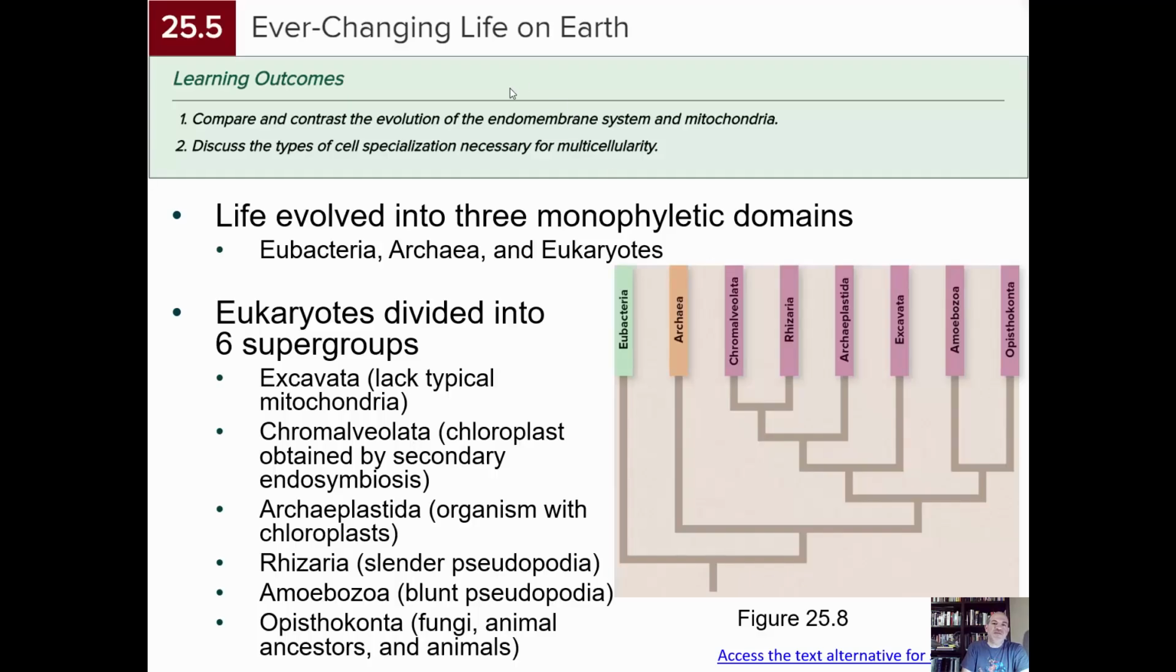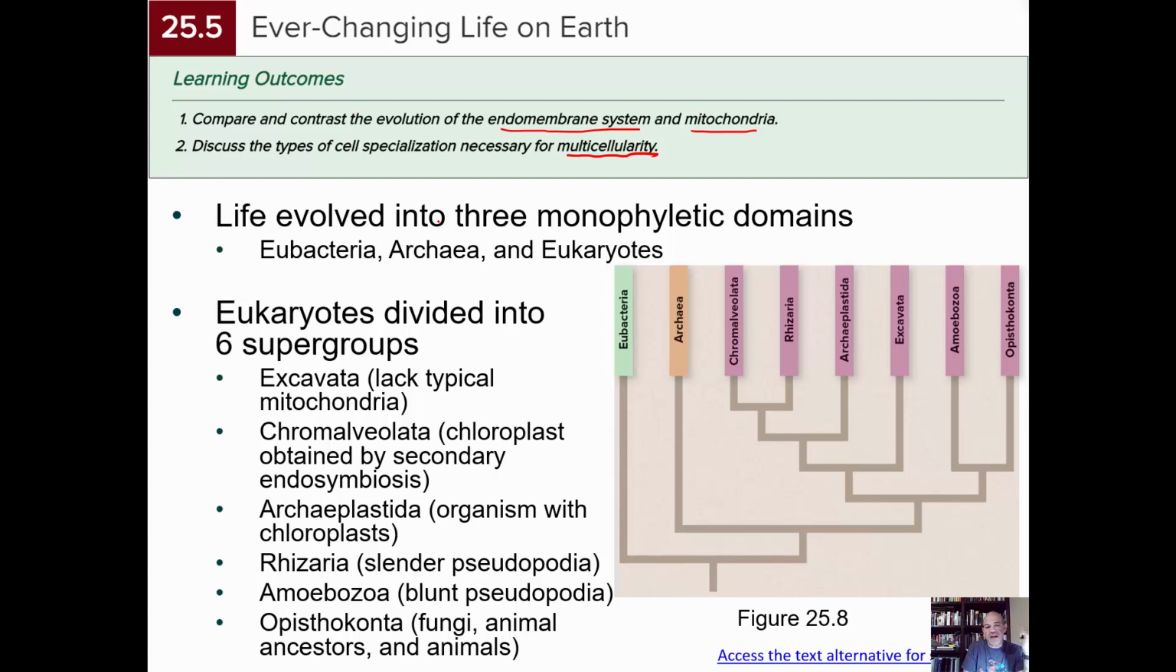So your objectives in this section that discusses how life has changed on this planet and actually continues to go through changes, or evolves, include being able to compare and contrast the evolution of the endomembrane system and mitochondria. How did mitochondria and membranes inside evolve? And then discuss the types of specialization necessary to get multicellularity. And number one is you've got to be a eukaryote, right?